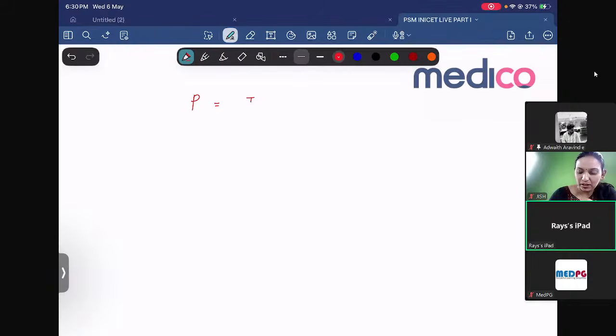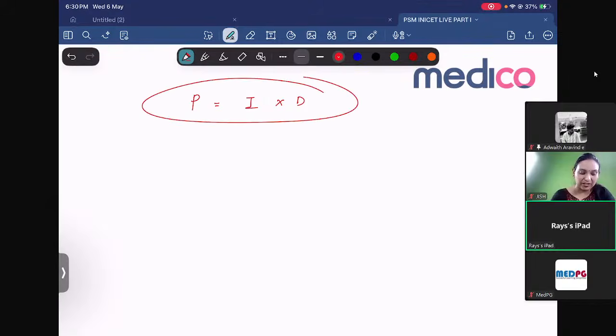So P equal to I into D. Prevalence is incidence into duration. So this is the relationship between your prevalence and incidence. PID, or P is equal to I into D. You get questions from this also. So the mnemonic is PID, or pelvic inflammatory disease, P equal to I into D.